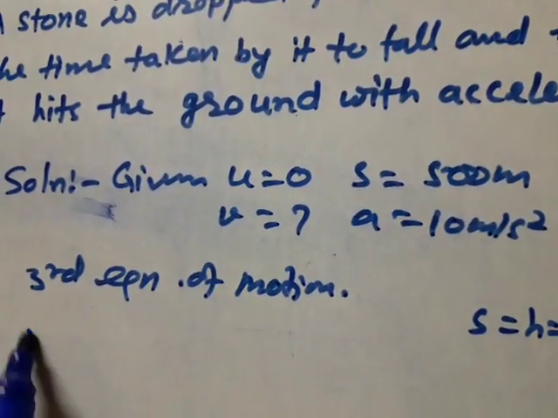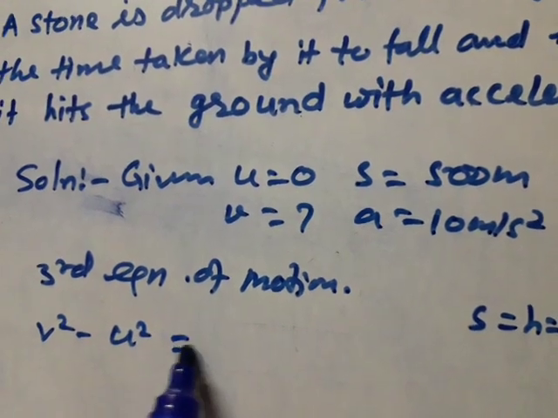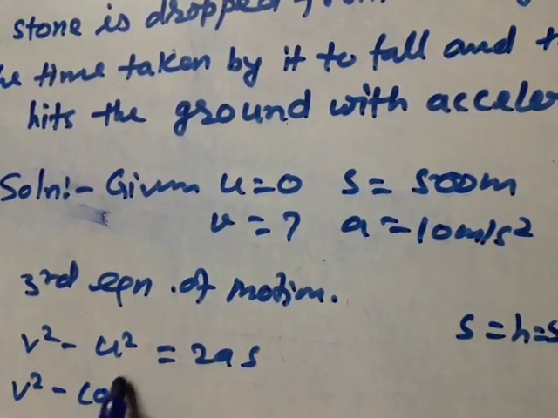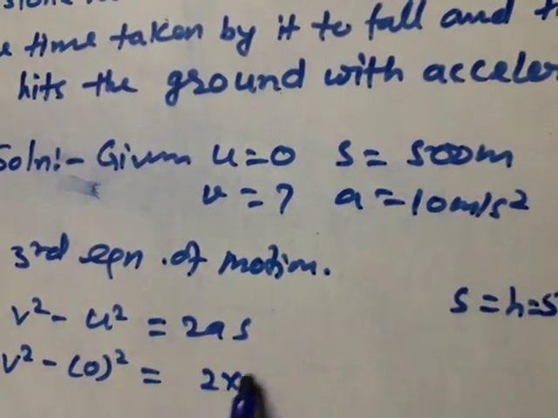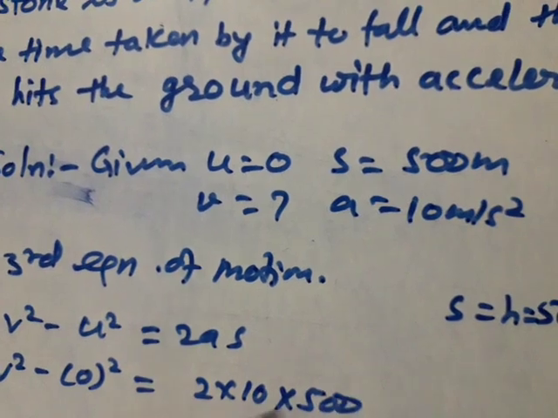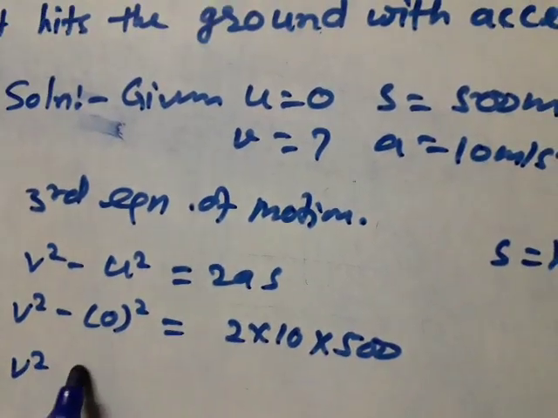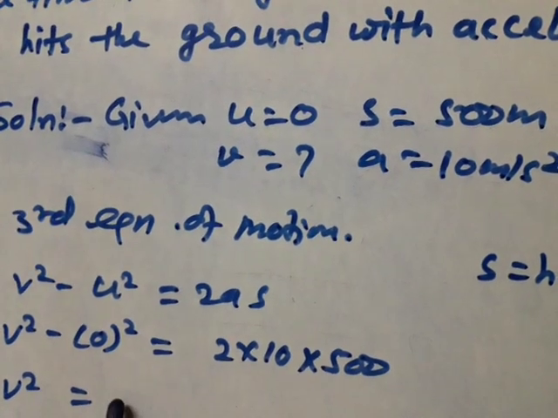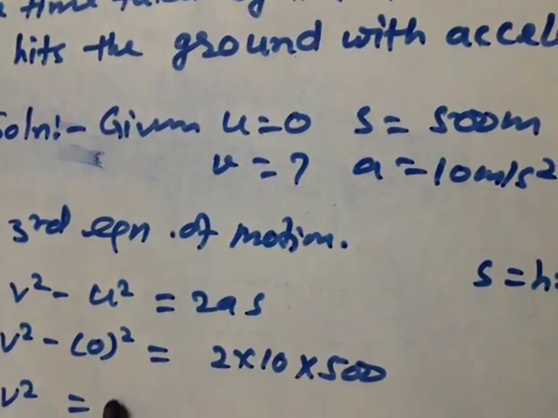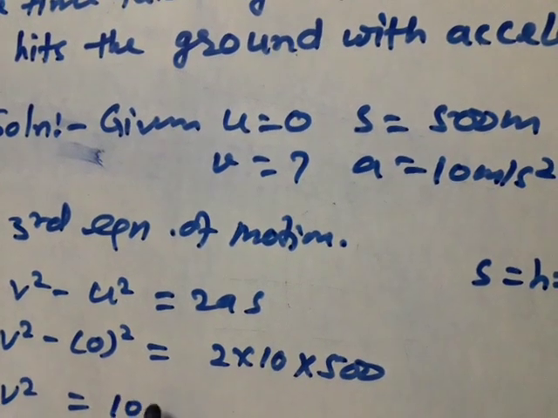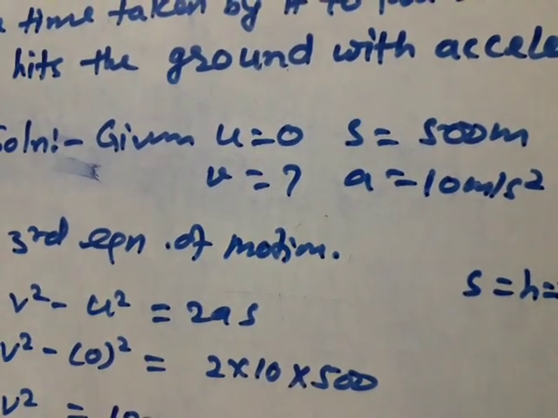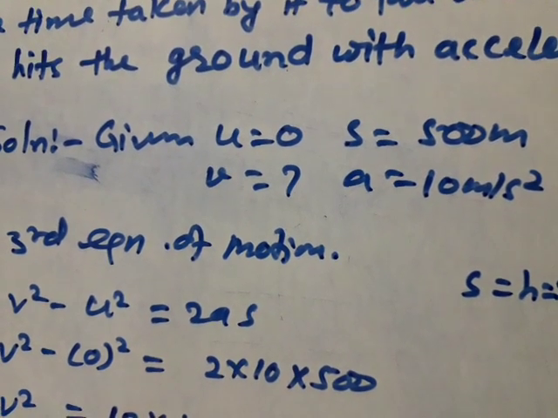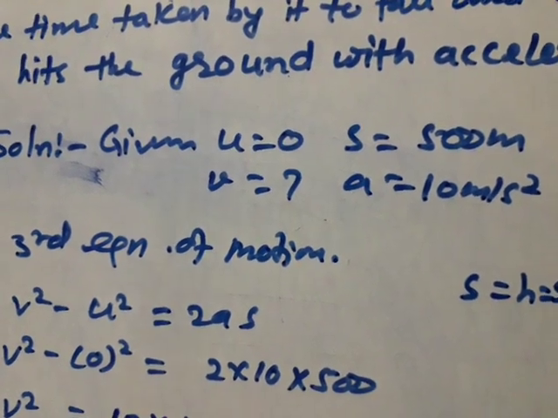In the third equation of motion, v square minus u square is equal to 2as. U is 0, then 2 into 10 into 500. So v square is equal to 2 into 10 into 500, which is 10,000.